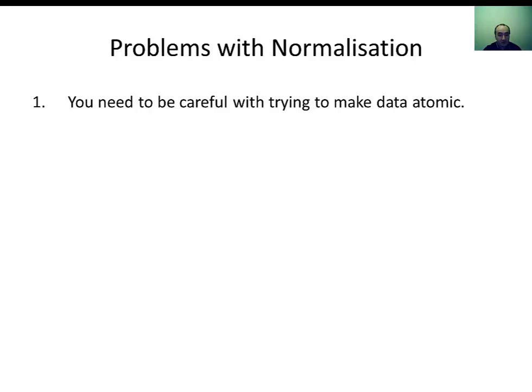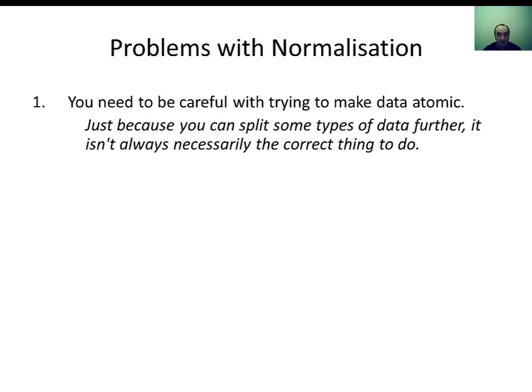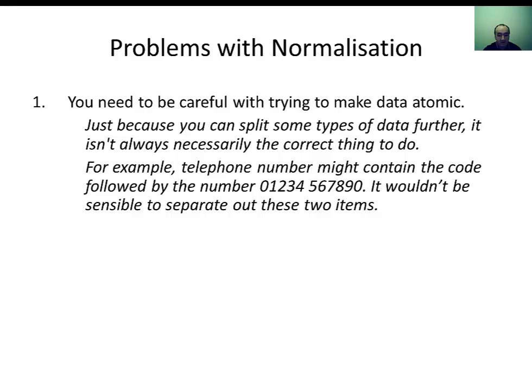There are, of course, problems with normalization. You need to be careful when trying to make data atomic. Just because you can split some tables of data further, it isn't always necessarily the correct thing to do. For example, the telephone number may contain the code followed by the number. It wouldn't be sensible to separate out these two items.